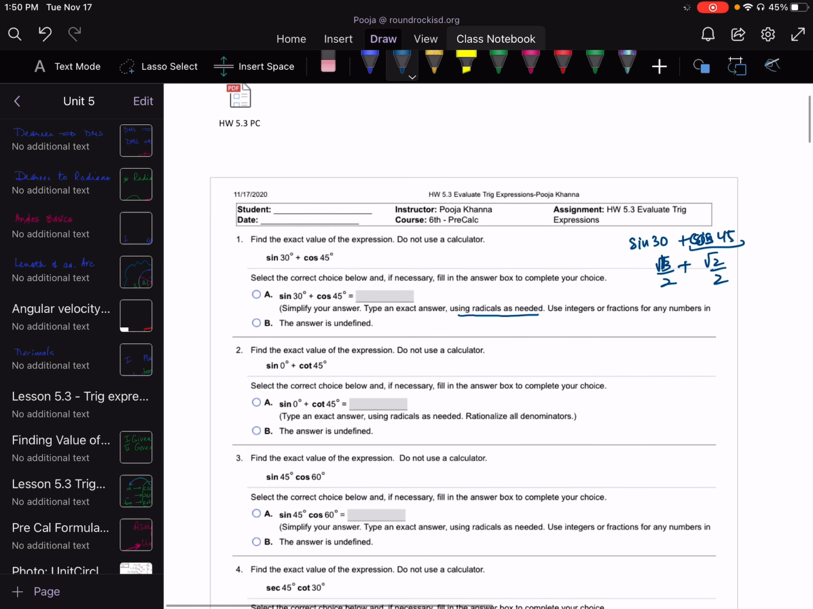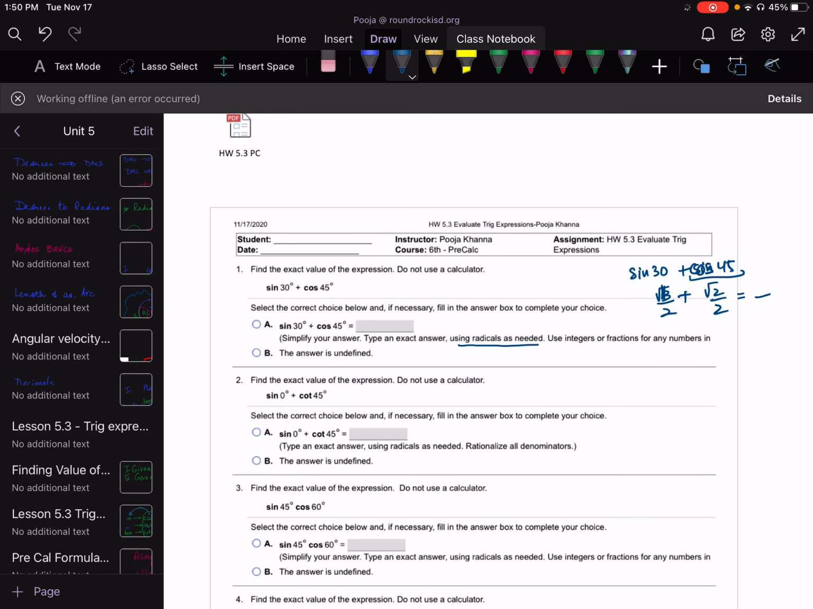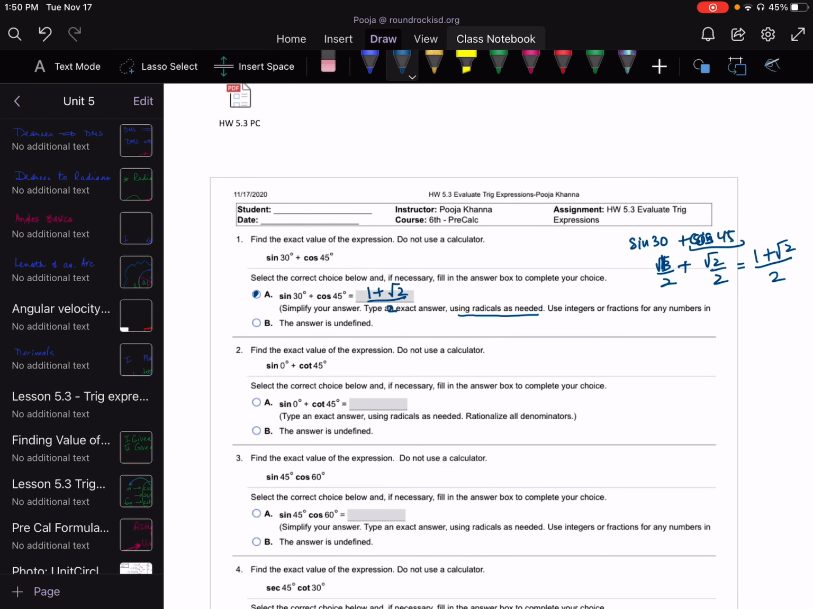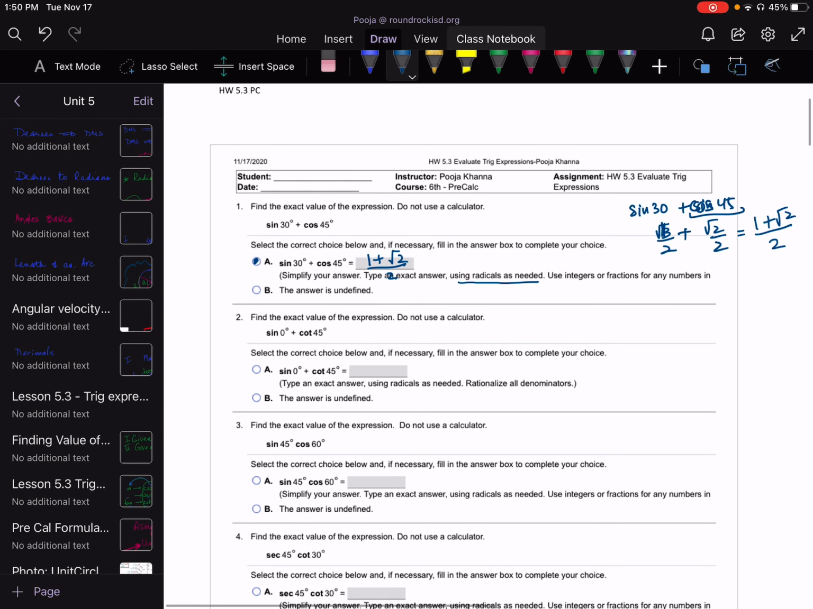So this is half. Now when I go ahead and add them, it's just like adding fractions. They have the same denominator, 2, so 1 plus root 2 over 2, and that's how this will take the answer. Because after this, you will have to change it into decimal. All right, so you'll pick this one and then plug in the answer.